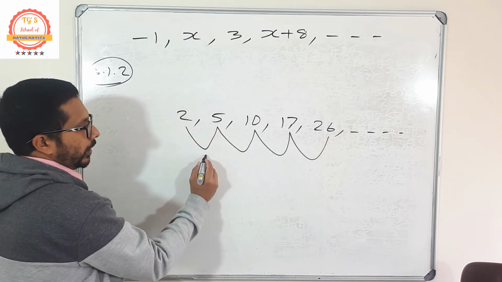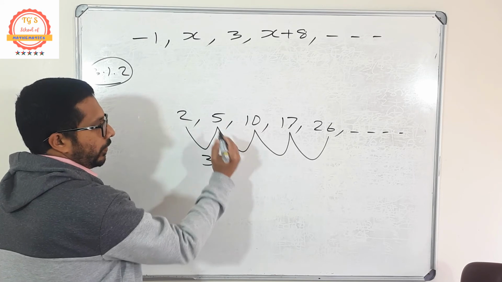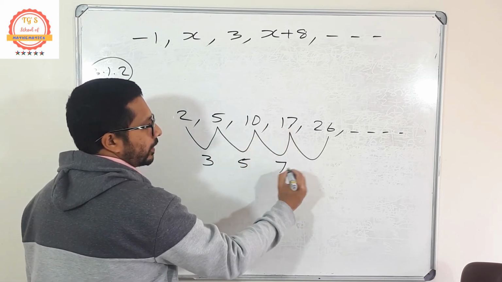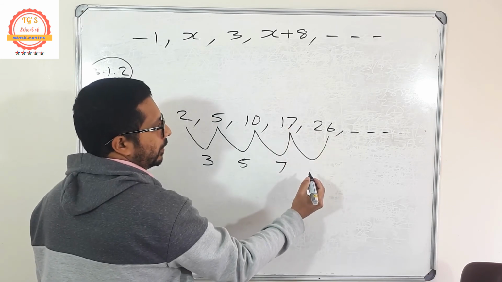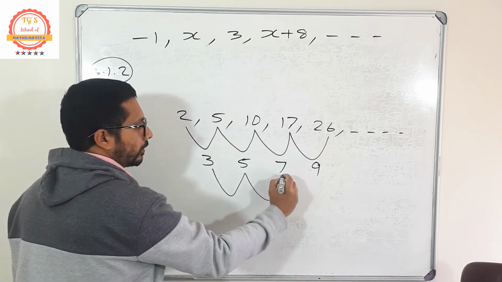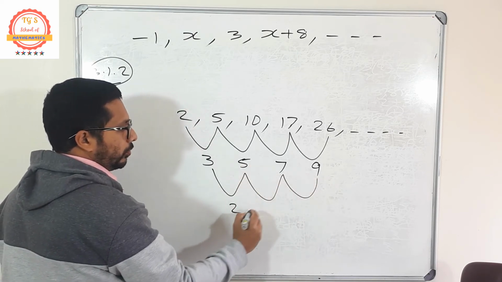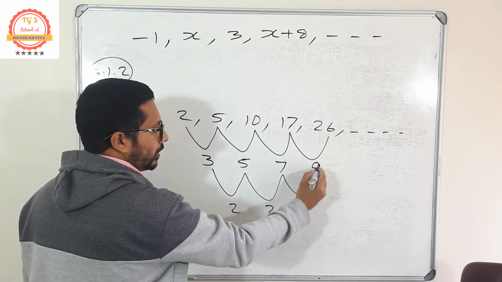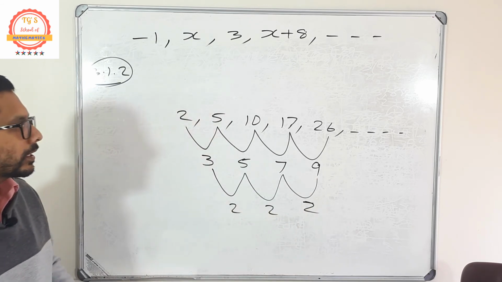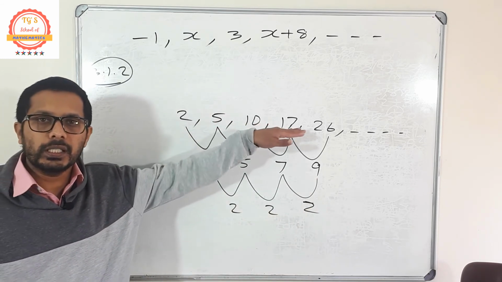5 minus 2, that is 3. 10 minus 5, that is 5. 17 minus 10, that is 7. 26 minus 17, that is 9. What is the second difference? 5 minus 3, 2. 7 minus 5, 2. 9 minus 7, that is also 2. That means this one is a quadratic sequence.